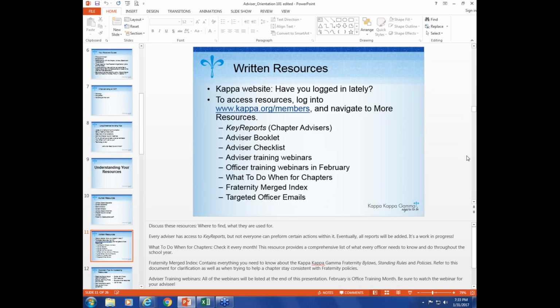Okay, so that kind of just dovetails here into some of our written resources. And of course, the CAPA website is where everything is. So if you haven't logged in lately, you need to. There's a lot of new features on the website, and they are changed regularly. So I encourage you to get to the website often.